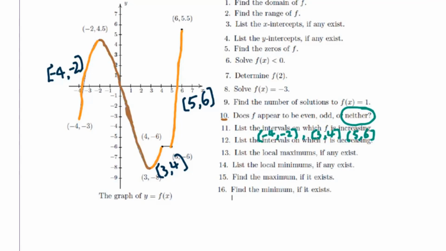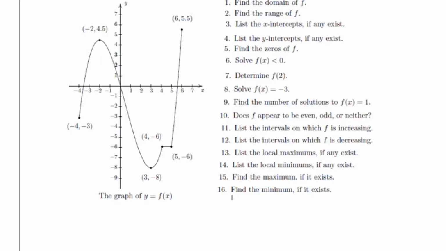It's going down. The domain for this part of the graph is from -2 to 3. So we only get one part of the graph that is decreasing. The domain will be between -2 and 3. The horizontal line, this part, is constant. It's not increasing, not decreasing.